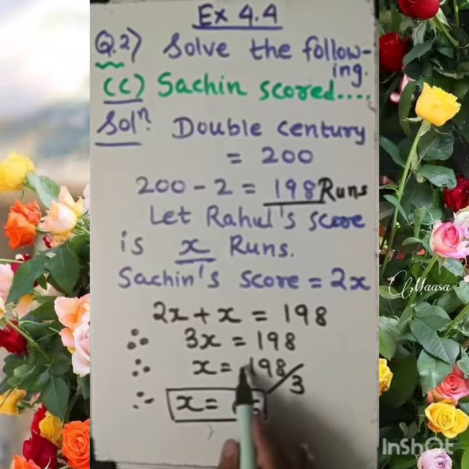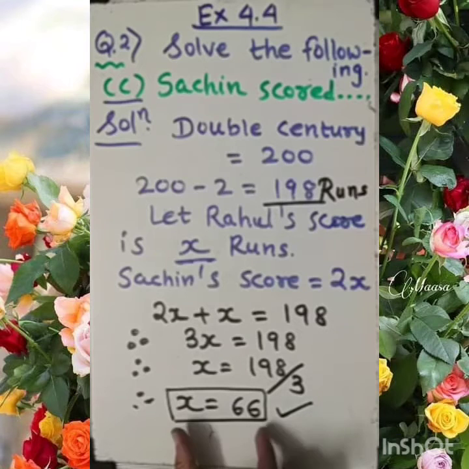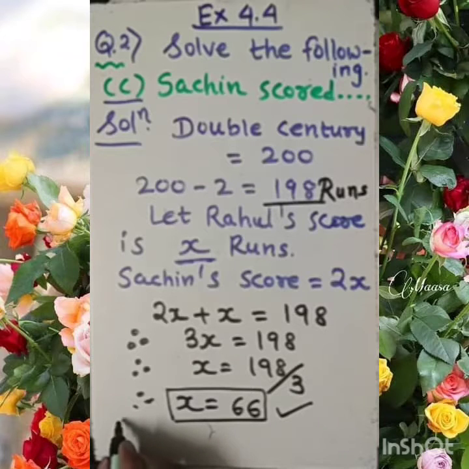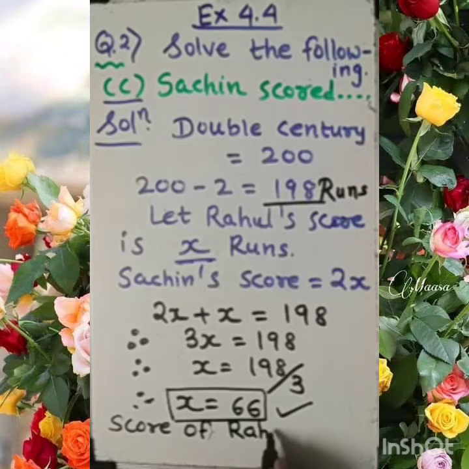If you are not comfortable in doing it this way, then please divide it here in a rough column and you will have x equal to 66. But this is not the answer. This is the value of x only. Individually, we have to mention the score of each one of them, the score of Rahul and the score of Sachin. So first I am mentioning the score of Rahul, that will be x, which means 66 runs.